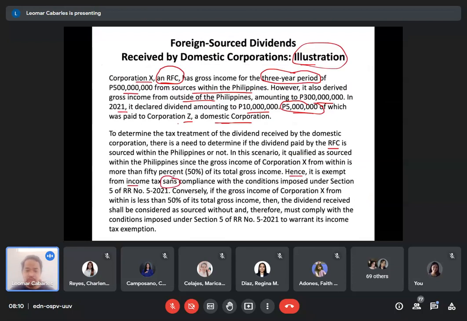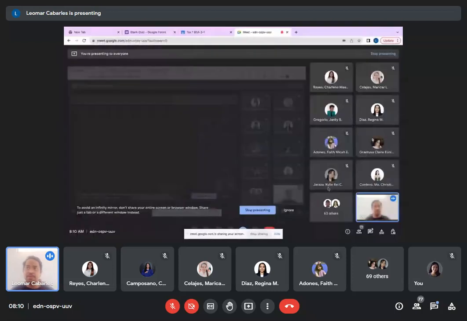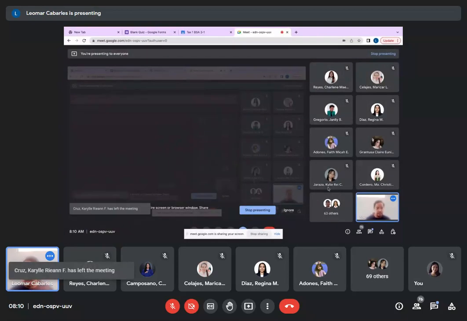Sons, in case you don't know, ang ibig sabihin ng sons ay without. Without compliance with the conditions. So, ang ibig lang sabihin nito, since Philippine source naman siya, yung dividend, exempt yan from income tax. You don't need to comply with any conditions. So, need lang mag-comply dun sa mga conditions para malaman kung exempt if the dividend is foreign sourced. But if it is Philippine sourced, parang galing lang din yan sa another domestic corp. Therefore, the dividend is exempt.